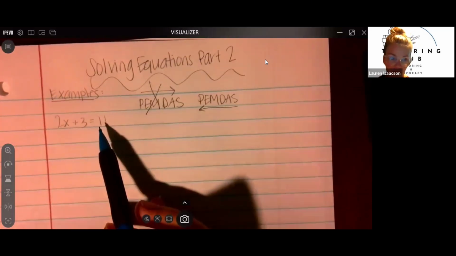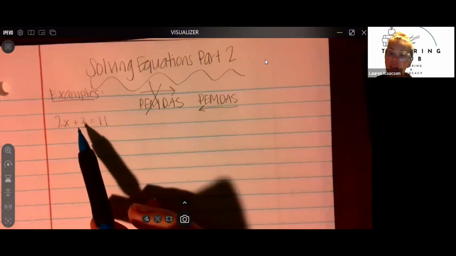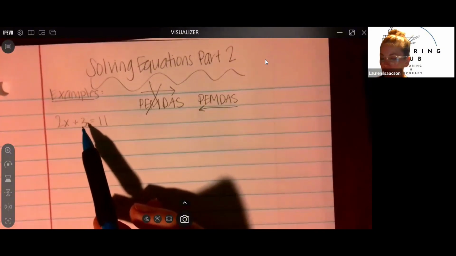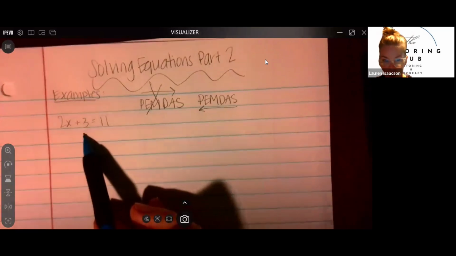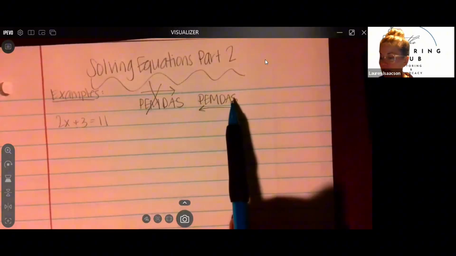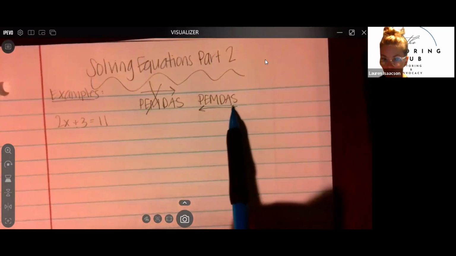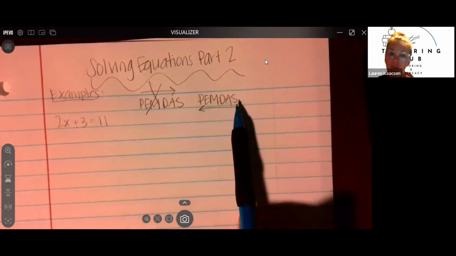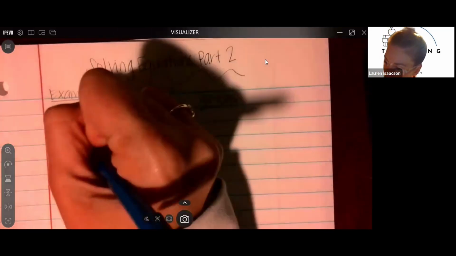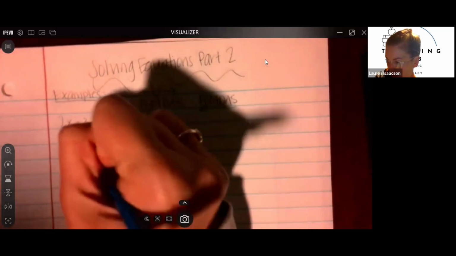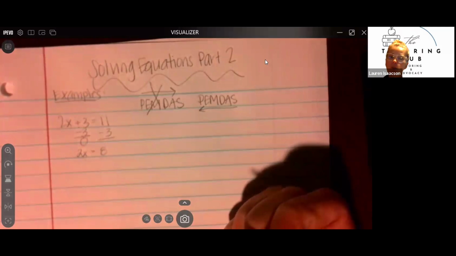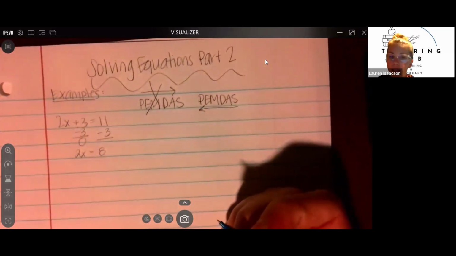First, the opposite of adding is subtracting, and because it's adding or subtracting, that's what is on the far right in our order of operations. So we're going to subtract 3. 3 minus 3 is 0, and then 11 minus 3 is 8. So now we are left with 2x on the left side. So 2x equals 8.